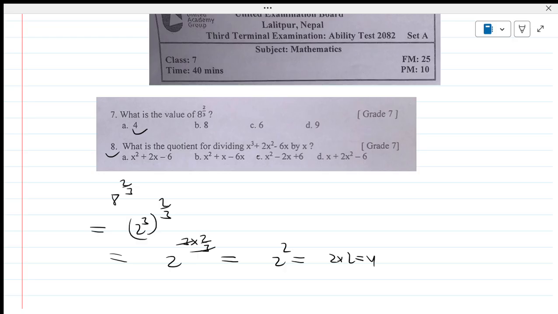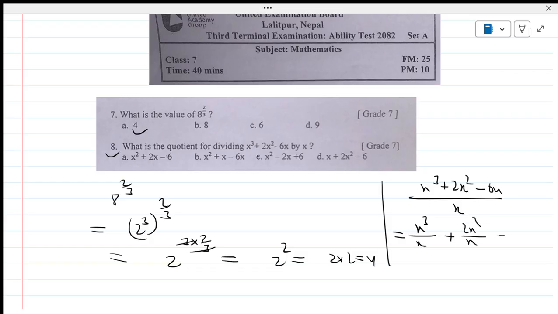So let's do it directly. Here x cube plus 2x square minus 6x, this expression you have to divide by the monomial x, and for this you have to separate the terms first. So x cube divided by x plus 2x square by x and minus 6x divided by x. When you do x cube by x, you get x square, and for 2x square by x, x square is x into x, so one x will cancel, so one x remains, and minus 6x by x, x cancels, so 6. So it's x square plus 2x minus 6, and that's given in option A.